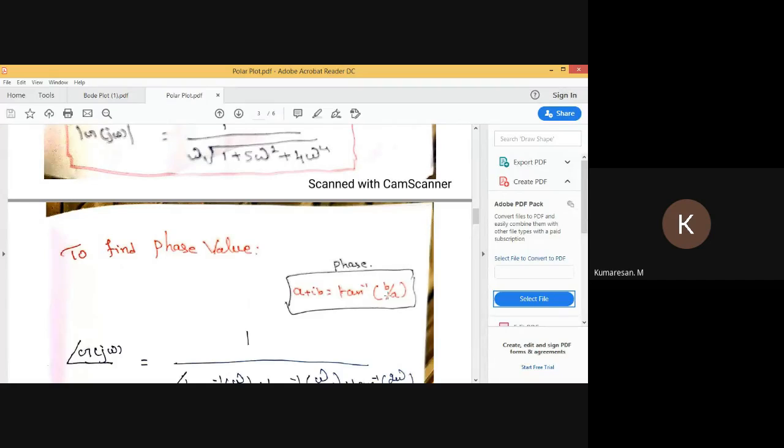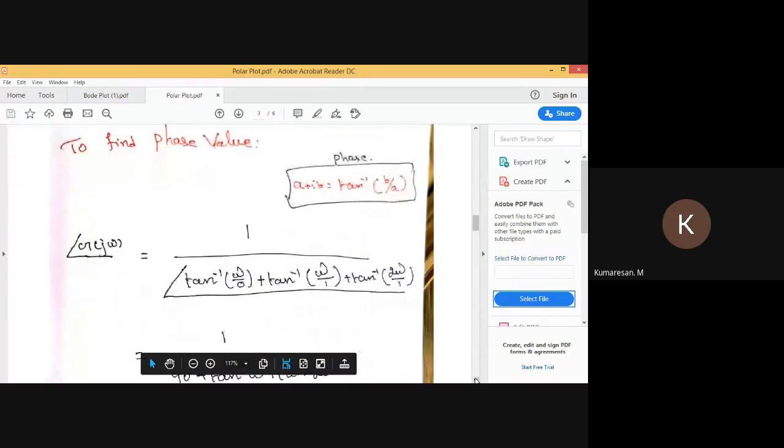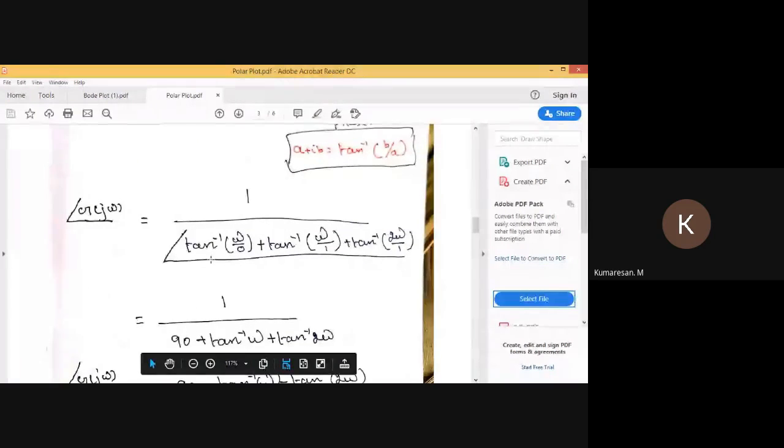The angle of G of j omega is nothing but we have to write that equation. Angle of G of j omega equal to 1 divided by angle, with tan inverse written for each term. We have three terms, so tan inverse of b by a. What is b? b is nothing but omega, because the first term has only an imaginary part. Omega divided by a, which is 0. The tan inverse of omega divided by 0: anything divided by 0 is nothing but infinity. Tan inverse of infinity is nothing but 90. You know that.